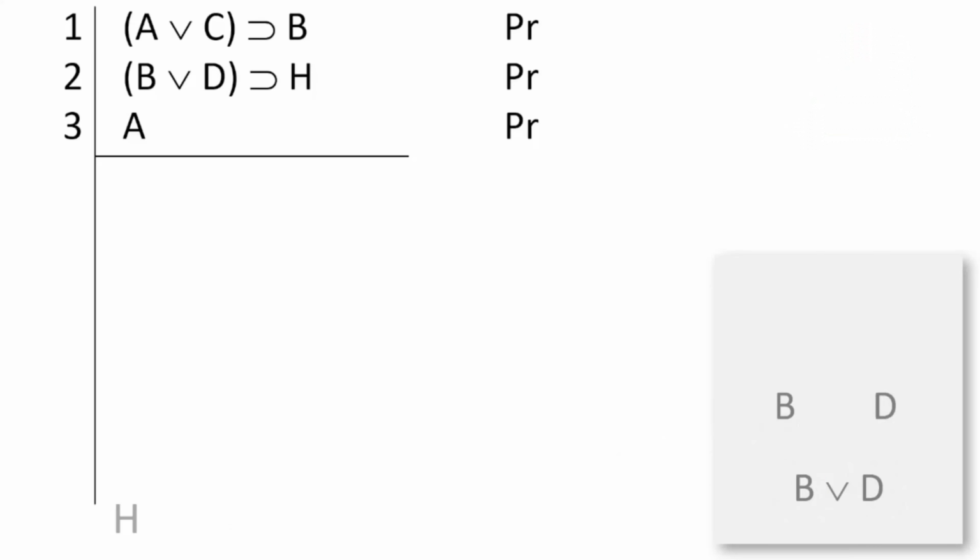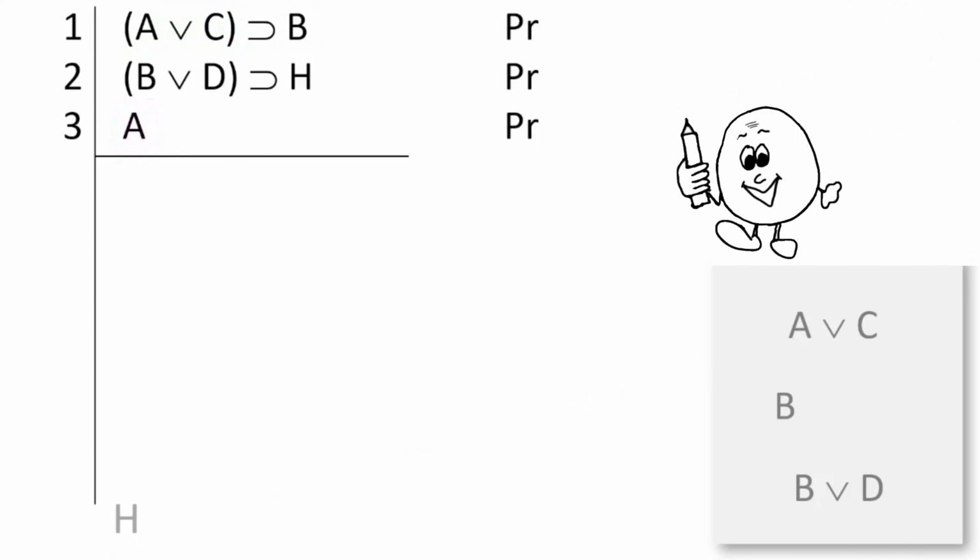B occurs not only in the antecedent of line 2, but also in the consequent of line 1. So it's actually B that we should be shooting for. We'll be able to obtain B by Modus Ponens if we can match the antecedent A or C. Now the question is how to get A or C, but we already have A in line 3, so we can add C to it. Let's do the proof then.